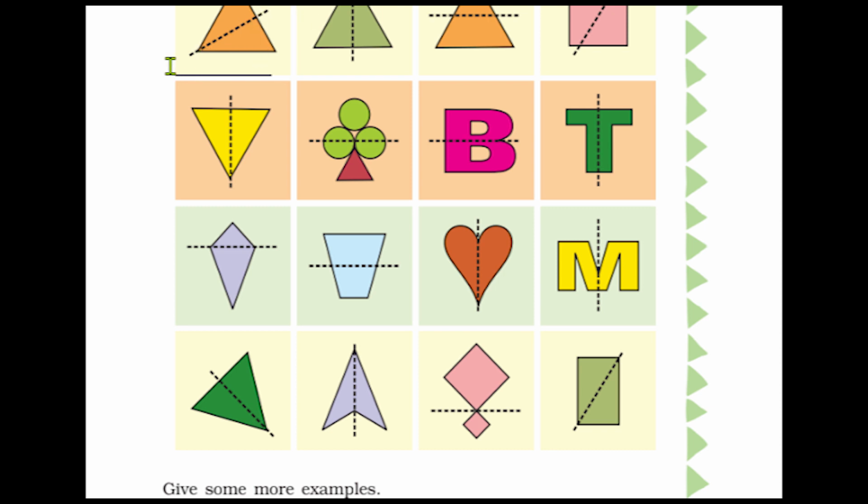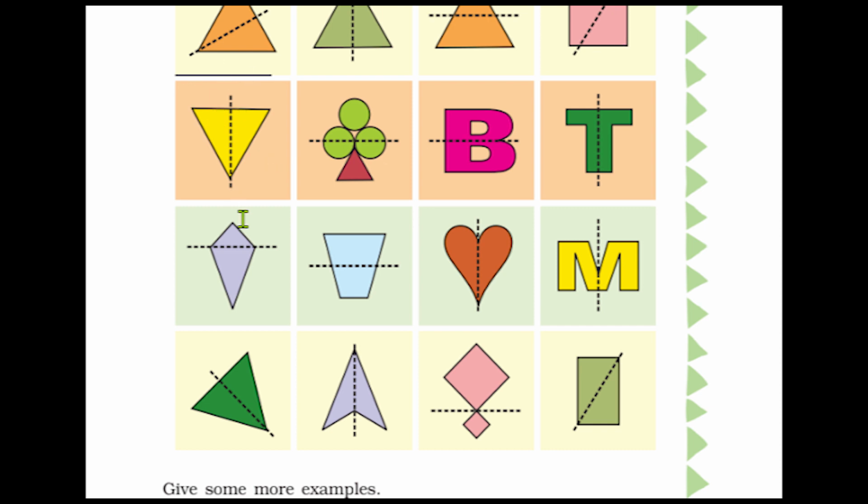So like this, there are pictures which you can divide into 2 equal parts. So this triangle is divided by this line. Is it making equal halves? Yes. So you will put a tick mark. This line is making 2 equal halves? Yes. Put a tick mark. Is this line dividing this picture into 2 same halves? No. Is this line dividing this square into equal halves? No. So you will not put a tick mark here.